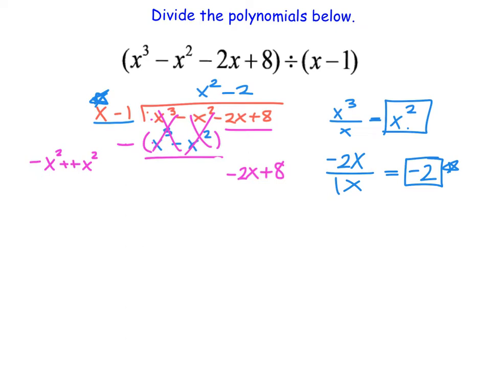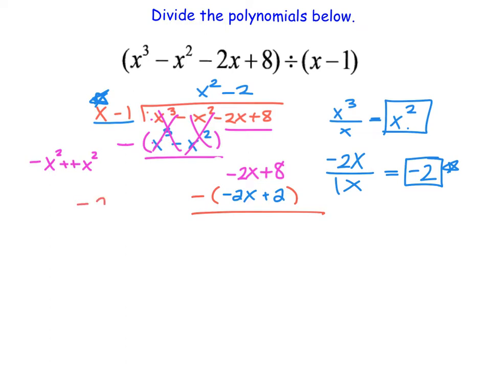So from here we multiply, and we get x times negative 2 is a negative 2x. Negative 1 times negative 2 is a positive 2. So now we're going to subtract. And again, you can make little sketches off to the side if you have a lot of negatives.